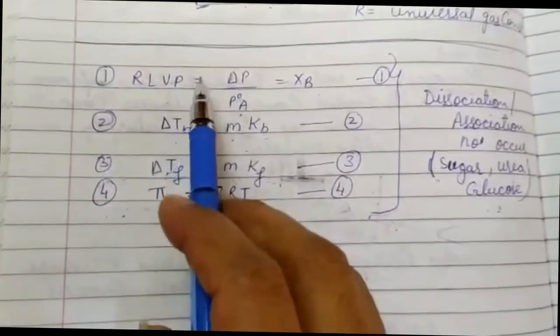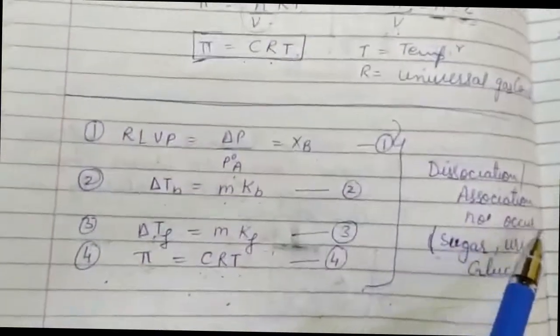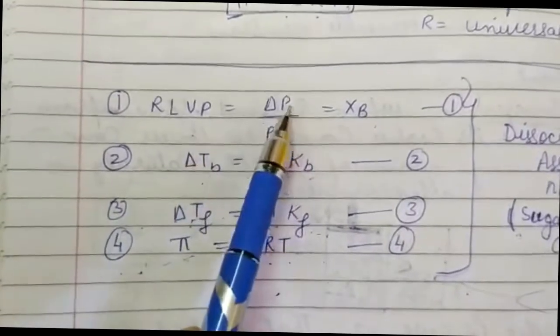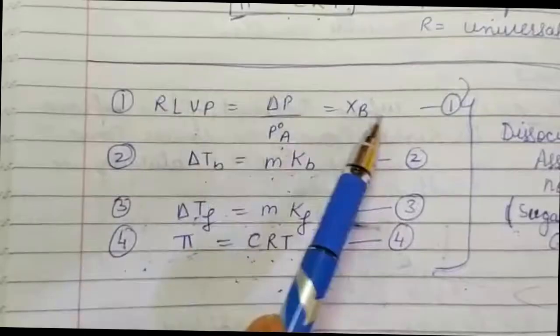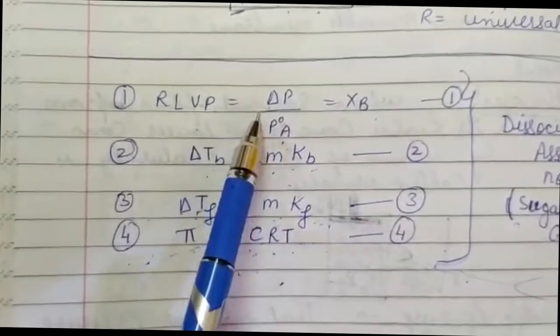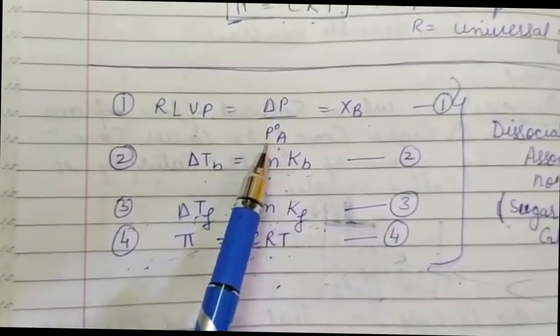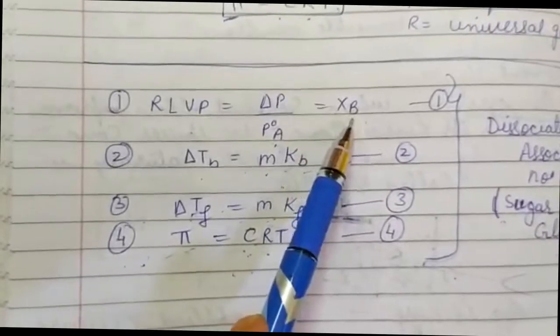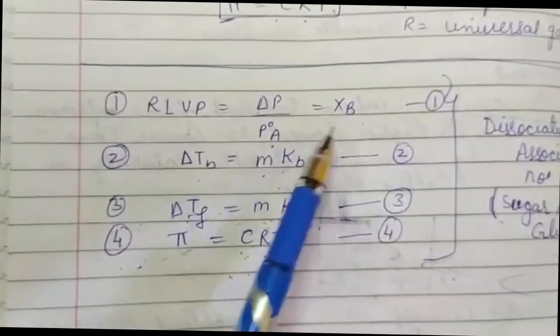We have learned 4 types of colligative properties. First one, RLVP, that is relative lowering in vapor pressure. Delta P upon P naught A equals XB. Delta P is the lowering in vapor pressure, P naught A is the vapor pressure of pure component A, and XB is the mole fraction of B component, meaning solute.